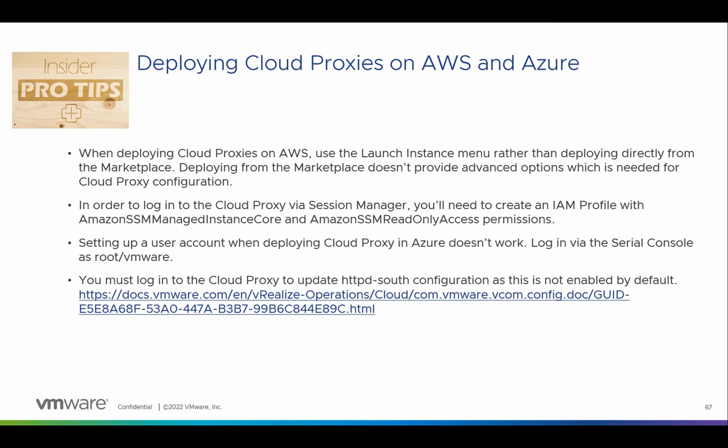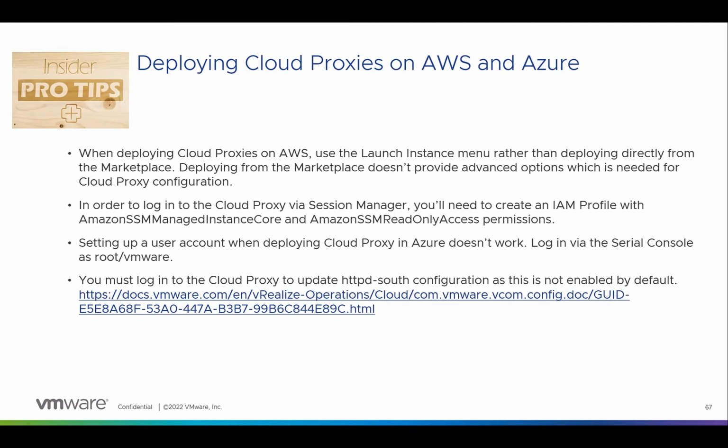So what I showed in the demo, I actually created an IAM profile that had these two permissions. That's definitely the simplest way to get those permissions. And that's the Session Manager, so you can actually connect into the console to make any changes you want. And then again, in Azure, you'll have to use the serial console to get in there, and the root password is listed there. That's the default one. And like I say, SSH is disabled by default, so you're not able to SSH into these appliances. That's why you have to use Session Manager and serial console.